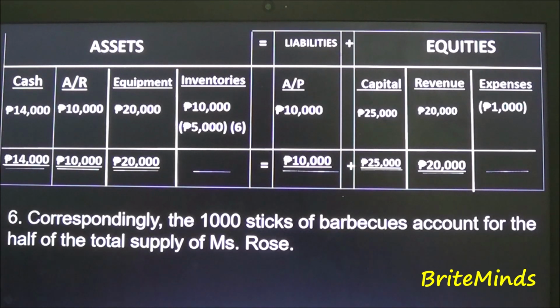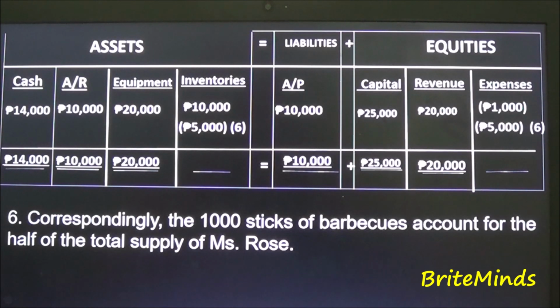On the other side of the equation, what account will be affected by this transaction? Half of the total supplies of meat that are sold represents the cost of goods sold, or the cost of sales. So it will be 5,000 pesos. It will be under expenses. Now we're going to check our accounting equation.